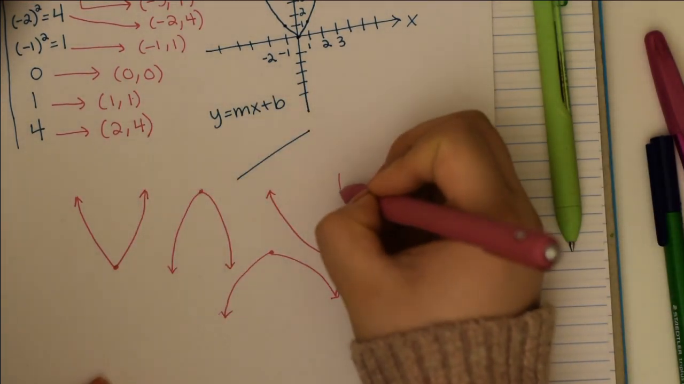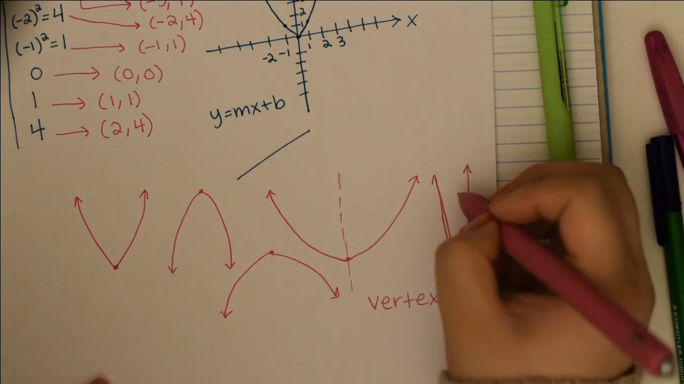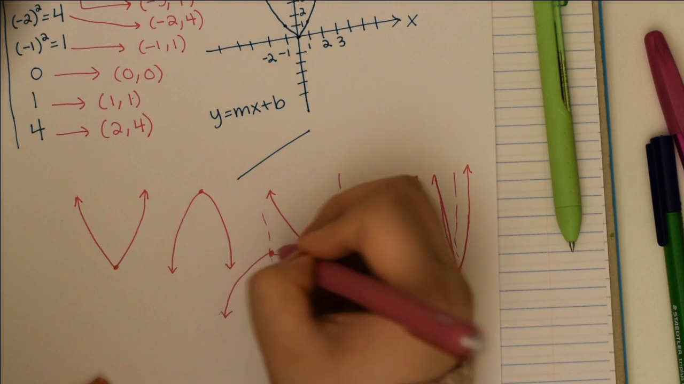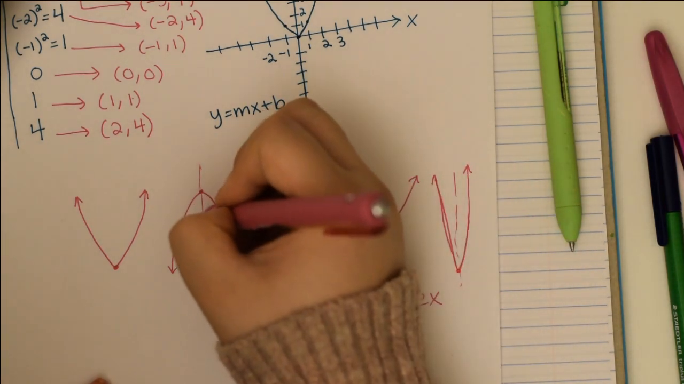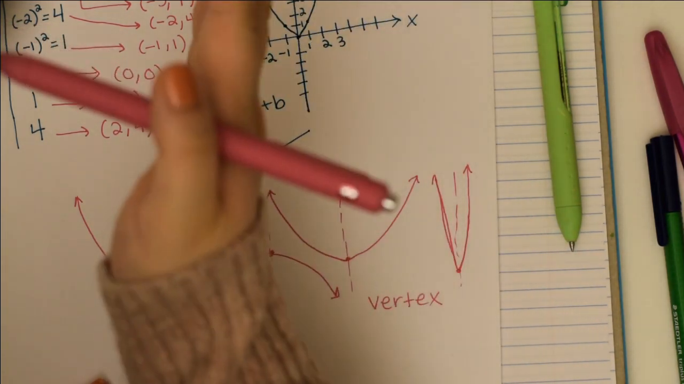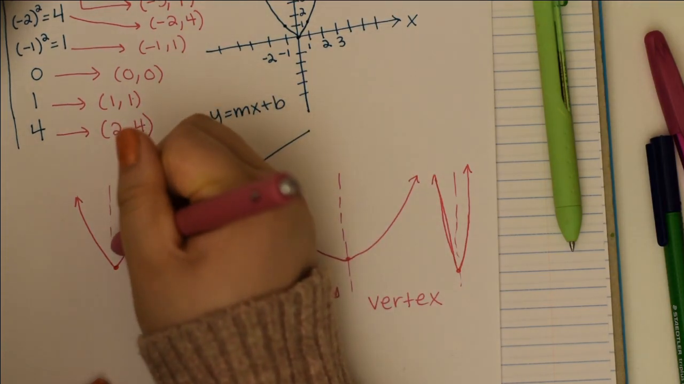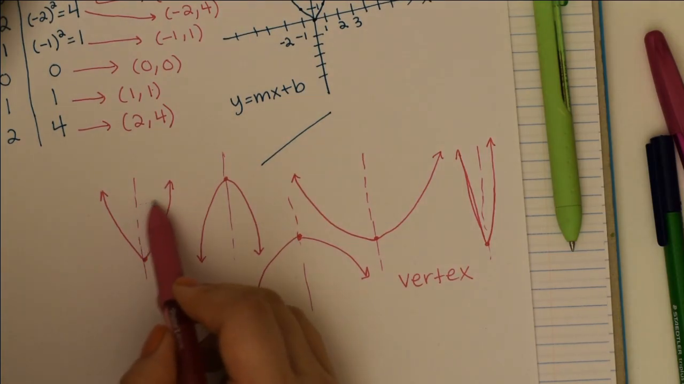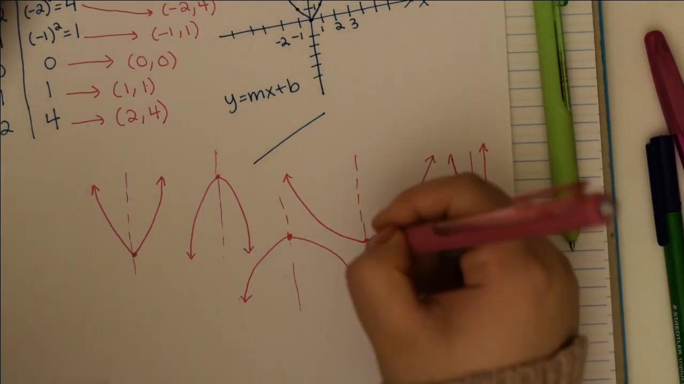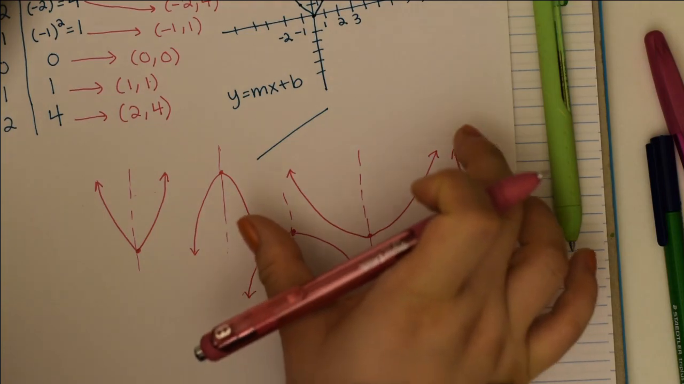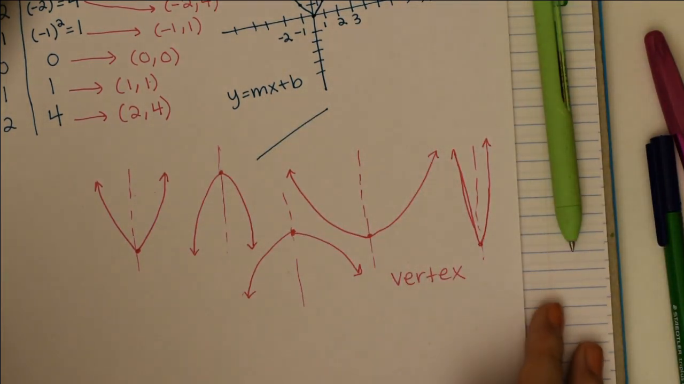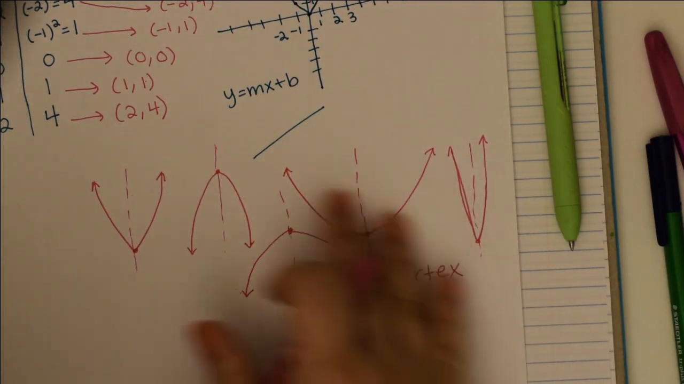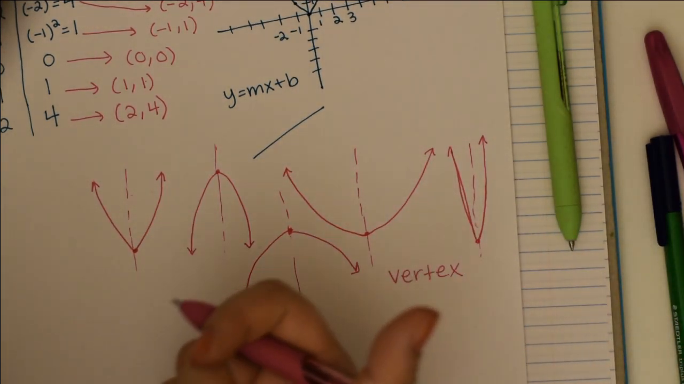And you'll see that it's symmetric. We'll have to take a look at the equations a little bit more to really show that. But if you draw a vertical line down from the vertex, your parabola should be symmetric. This one doesn't quite look like it, but that's my bad. They should be symmetric.